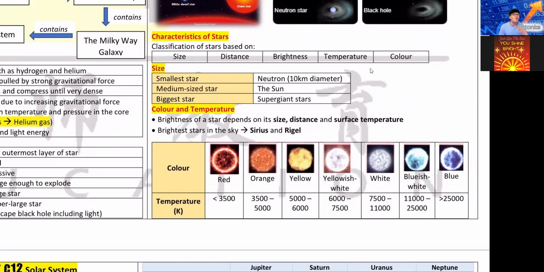Yeah, our sun is okay in the middle. So not too big and not too small, not too hot or not too cold. That's all you need to know.